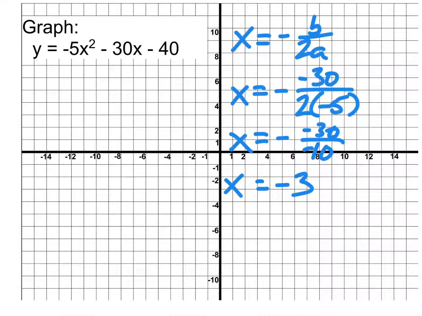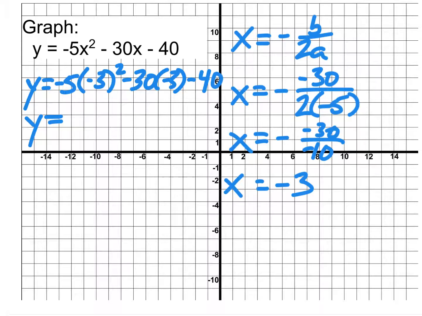Once we know that x equals negative 3, what do we do? We plug it in. So let's plug that in. So we go y equals negative 5 times negative 3 squared minus 30 times negative 3 minus 40. So y equals, now remember when doing the negative 5 times negative 3 squared, I have to do the exponent first. So that's going to be negative 5 times a positive 9. Negative 3 squared, any number squared, is a positive. Then minus 30 times a negative 3. 30 times a negative 3 is a negative 90, so minus negative 90 is the same as plus 90. And then the minus 40 still hanging out there.